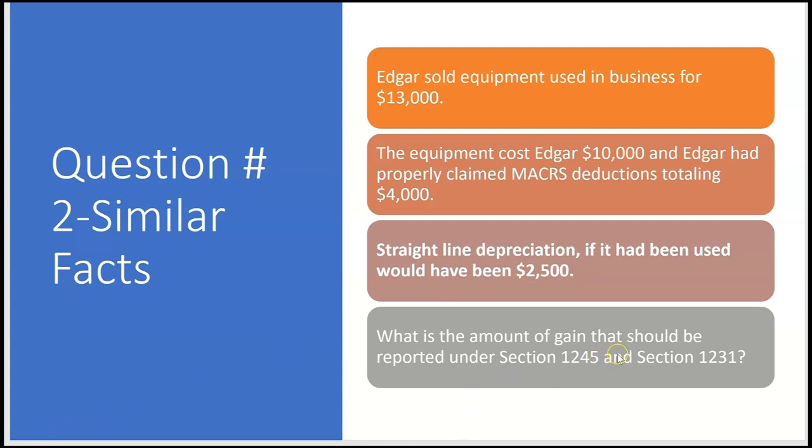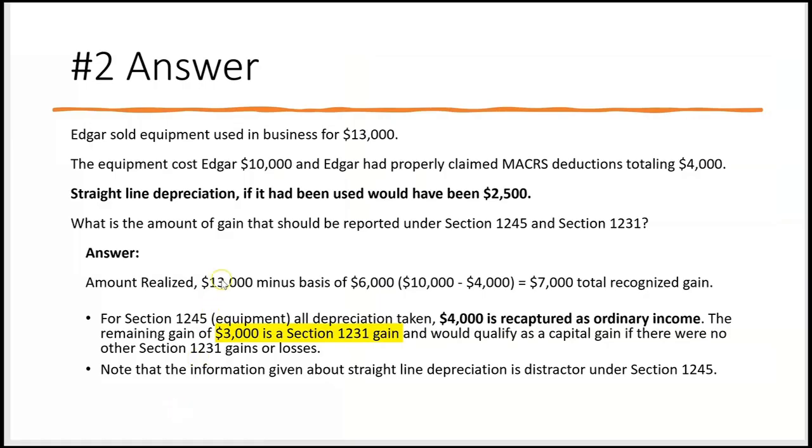What is the amount of gain that should be reported under Section 1245 and Section 1231? And we'll approach it much the same way. The amount realized, the sale proceeds $13,000 minus the basis of $6,000 equals a $7,000 total recognized gain. Now, how are we going to recognize this gain between Section 1245 and Section 1231?